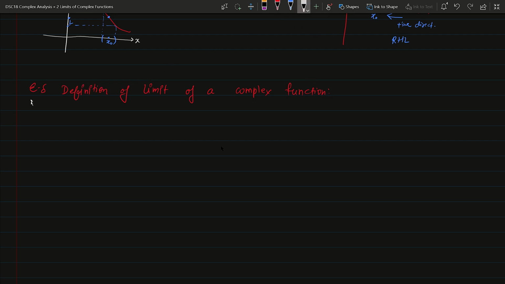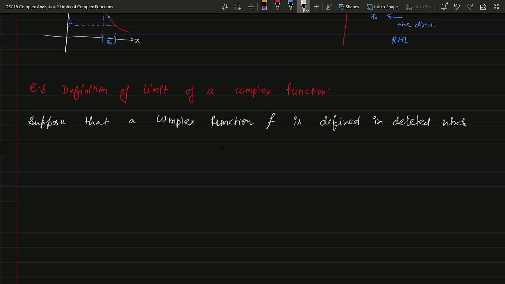So let us start this definition. Suppose that a complex function f is defined in a deleted neighborhood of z naught, and suppose that w naught is a complex number.